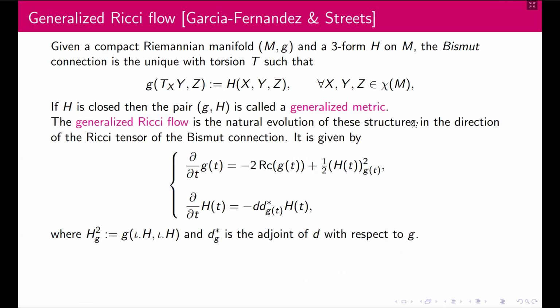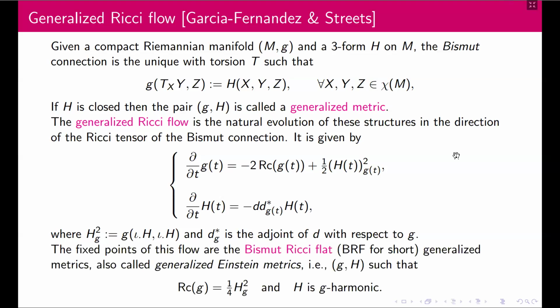A natural way to make this structure evolve is considering the generalized Ricci flow, which evolves these structures in the direction of the Ricci tensor of the Bismut connection. This generalized Ricci flow was studied by Garcia-Fernandez and Streets, and it is given by these equations. The first equation flows the symmetric tensor, and the second, the three-form.